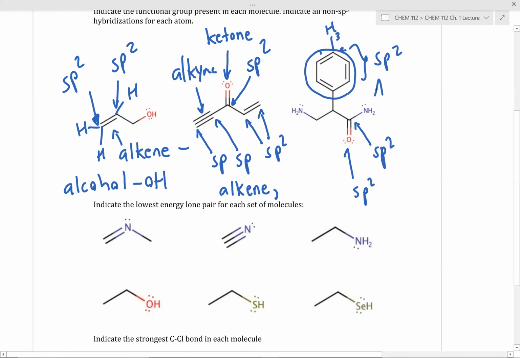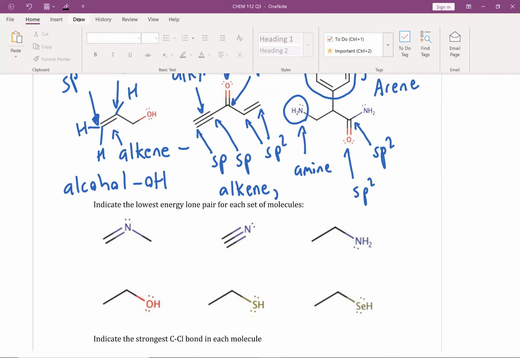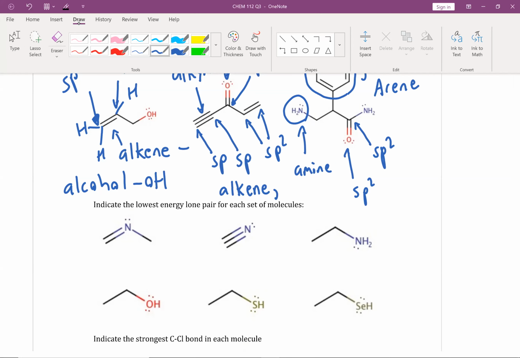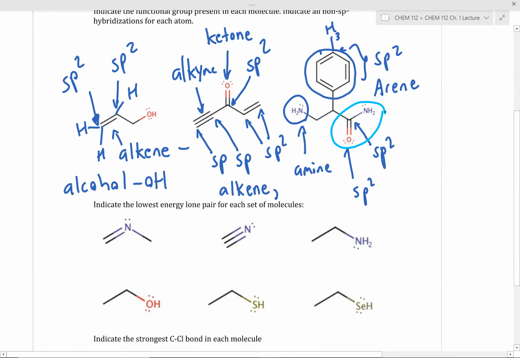Arene, exactly right. So this is an arene. Okay, what do we call this NH2 functional group? Amine, exactly right. Finally, let's switch pen colors for this. What do we call this ketone functionality when it's attached to an NH2 group? So instead of an amine, it's an amide, yep, or amide, depending on your pronunciation. Those are all the functional groups found in this molecule.